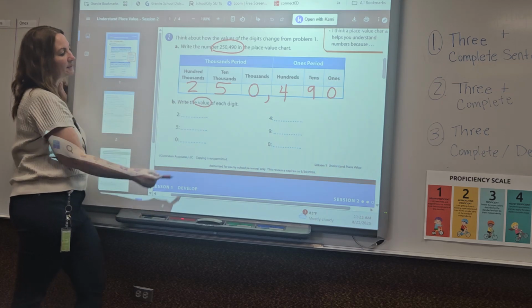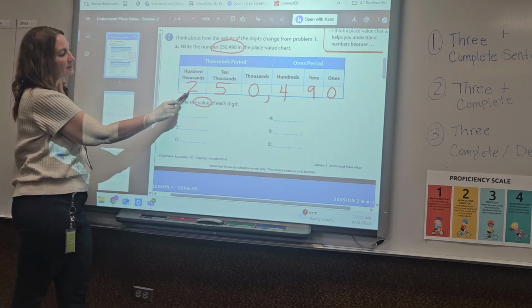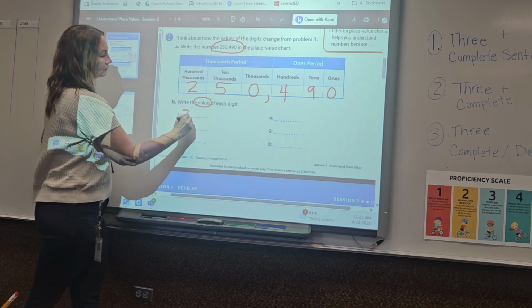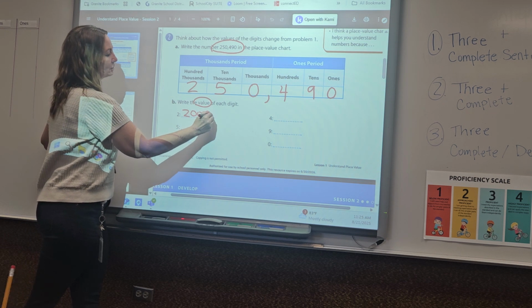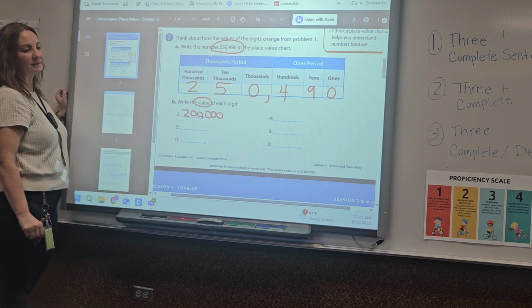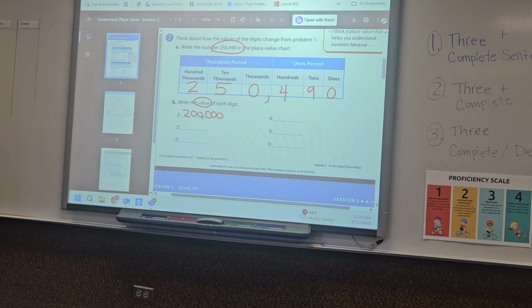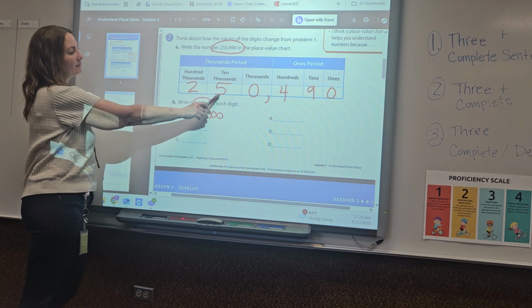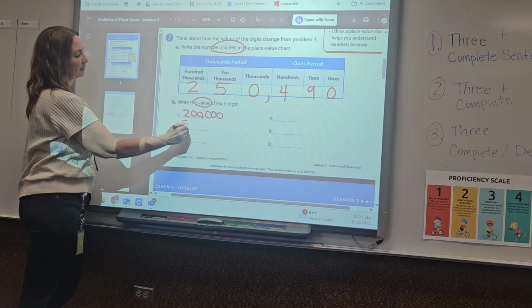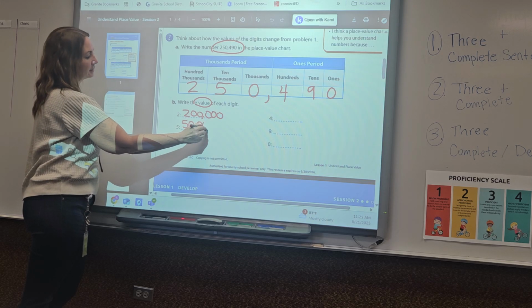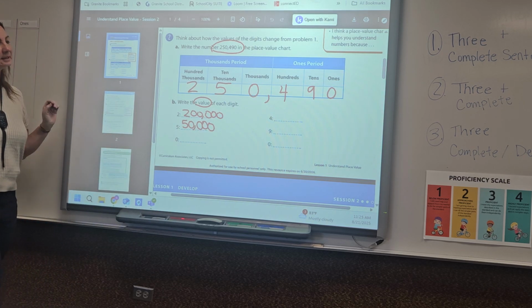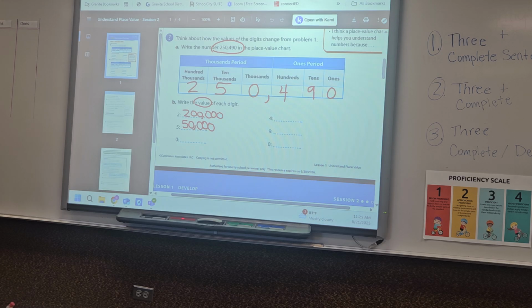Everybody, what is the value? Here we have value. How many cookies? Everybody tell me what is the value of this 2? 200,000. Make sure you have 5 zeros and the comma in the right place. Okay. Everybody tell me what's the value of the 5? 50,000 cookies. Make sure you put 4 zeros and the comma in the right place. Yep, you need those commas.